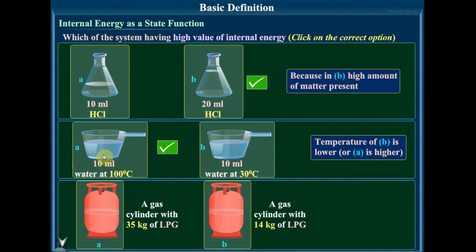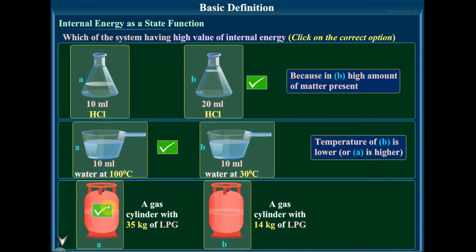In the third diagram shown here, a gas cylinder has 35 kg of LPG, and here it is 14 kg of LPG. So which will have greater energy? This one has greater energy because more matter is present here. So these are some of the basic terms of thermodynamics.